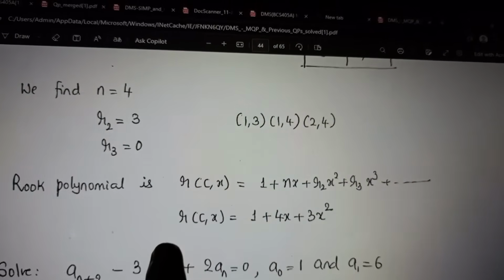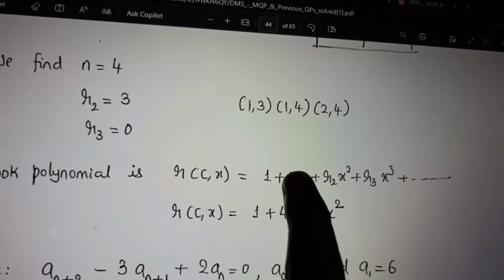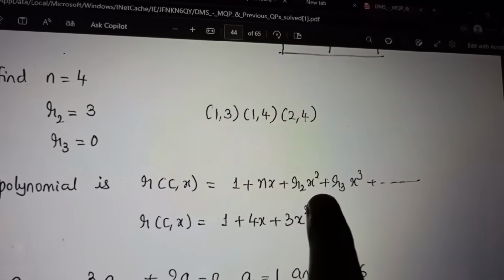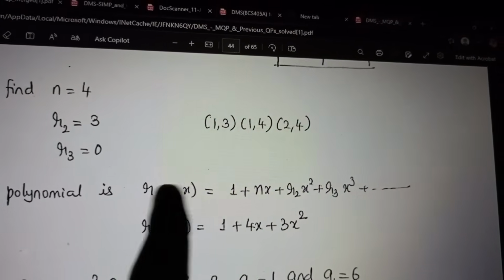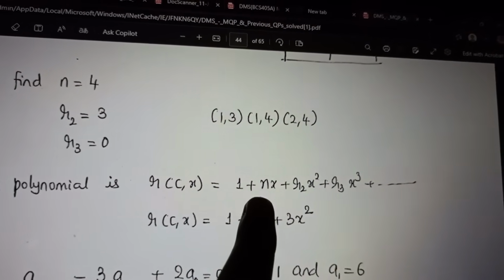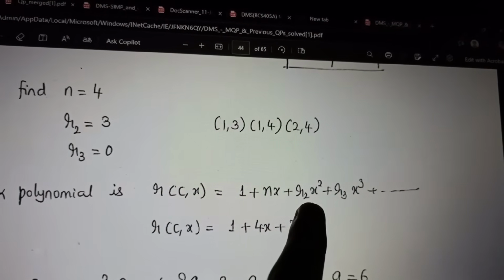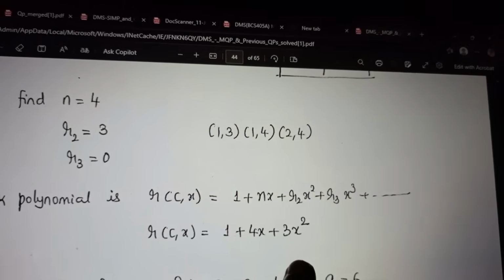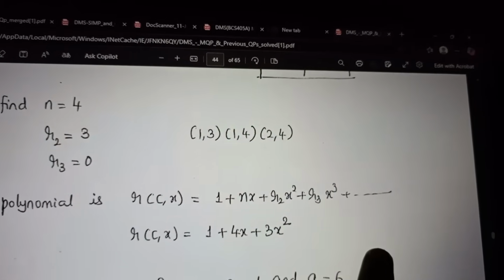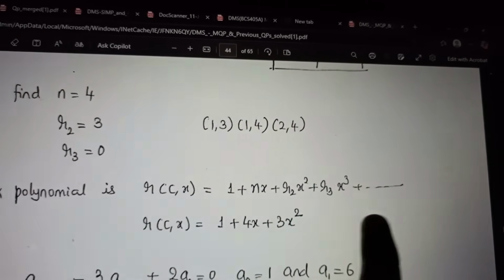Then to find the polynomial, this is the standard form. What is that standard form? I'll tell you. So 1 plus nx, where n means the total number of boxes, write as it is. The value of R2 is 3, so substitute that. Again, if we had an R3 value, then these terms would continue.